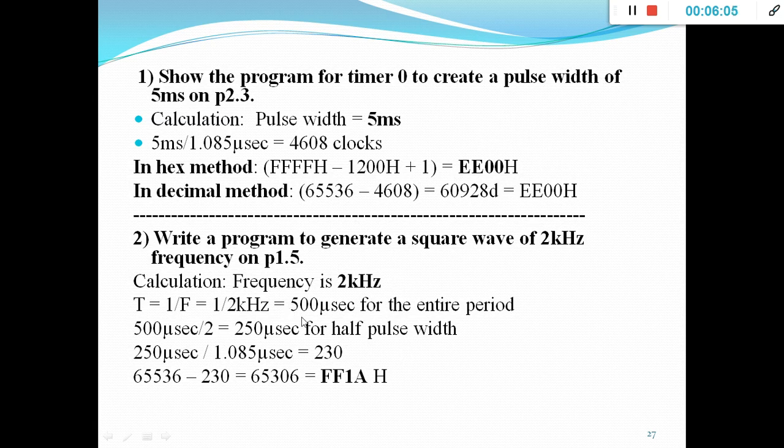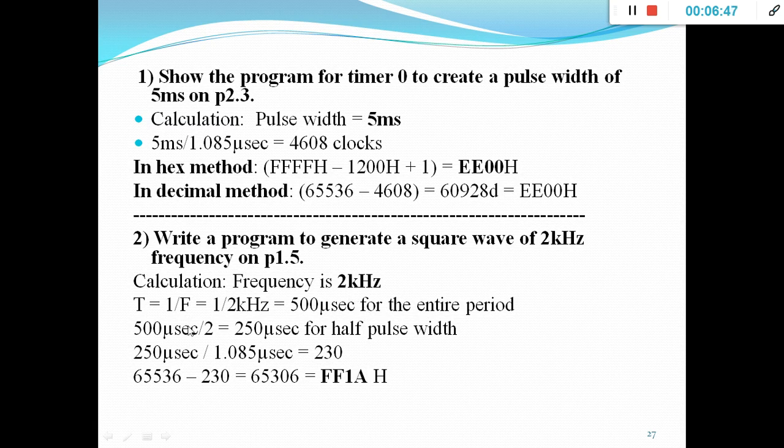So the 500 microseconds you got is the period for the entire waveform, including high and low pulse. So first you divide this by 2 so that you will get the pulse width, half of the period. When you divide it by 2 you are going to get 250 microseconds for half pulse width. Always use the half pulse to calculate the initial count. Even in the first example, they already mentioned a pulse width of 5 milliseconds. Pulse width means it is half of the period. So whenever the period is given, you have to divide it by 2, and with whatever value you get, you find the initial count.